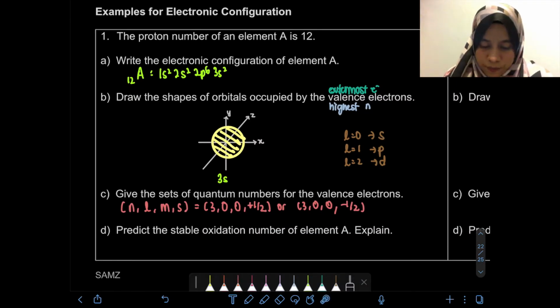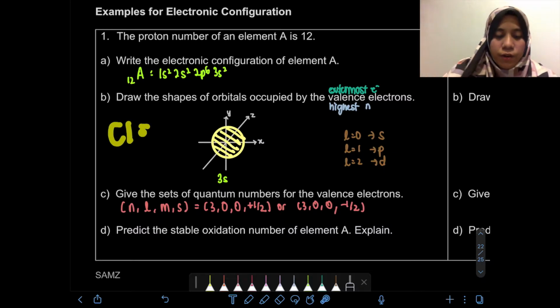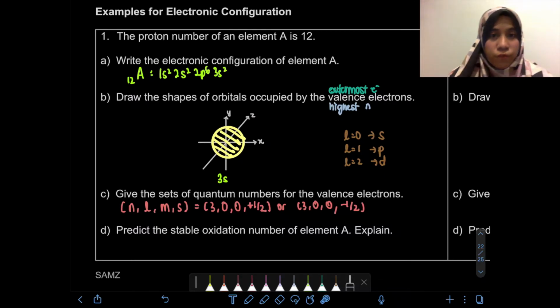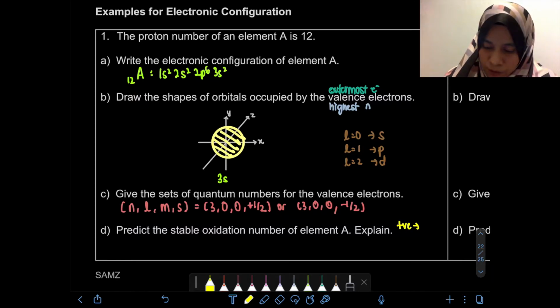Question D, predict the stable oxidation number of element A. Explain. Oxidation number, Miss will give a hint. For example, the ones you are familiar with: chlorine, its oxidation number is -1. Copper, its famous oxidation number is +2. So the oxidation number has two options: it could be positive or negative. If it is positive, it means it will lose electrons. But if it is negative, it will gain electrons.